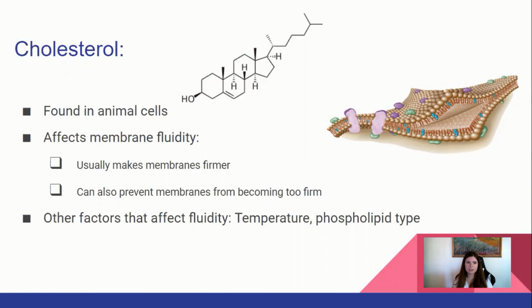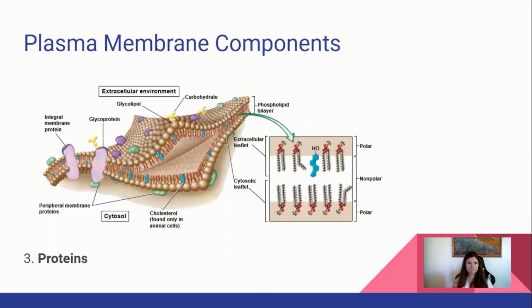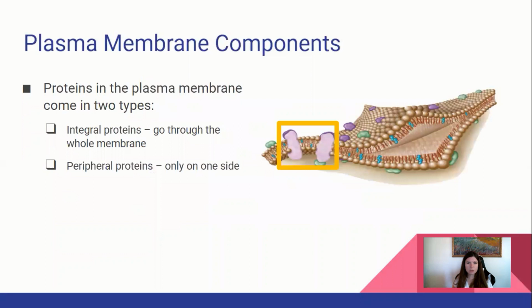Now, there are other factors that affect fluidity like temperature and the type of phospholipid, but we don't need to get into those right now. Our third component of plasma membranes are our proteins, and these are going to be really important. So there are 2 basic types of protein that we'll see in the plasma membrane.